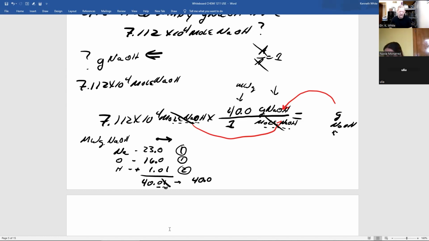So now I can happily pick up my calculator, turn it on, clear it, put in 7.112 blue double key, key 4. That's how I get 10 to the 4th. And go back and look at the video or come to my office hours if you don't know how to do scientific notation on a calculator. And I'm going to multiply it times 40.0. And I can divide by 1, but I know that I don't have to. And my calculator gives me this number.